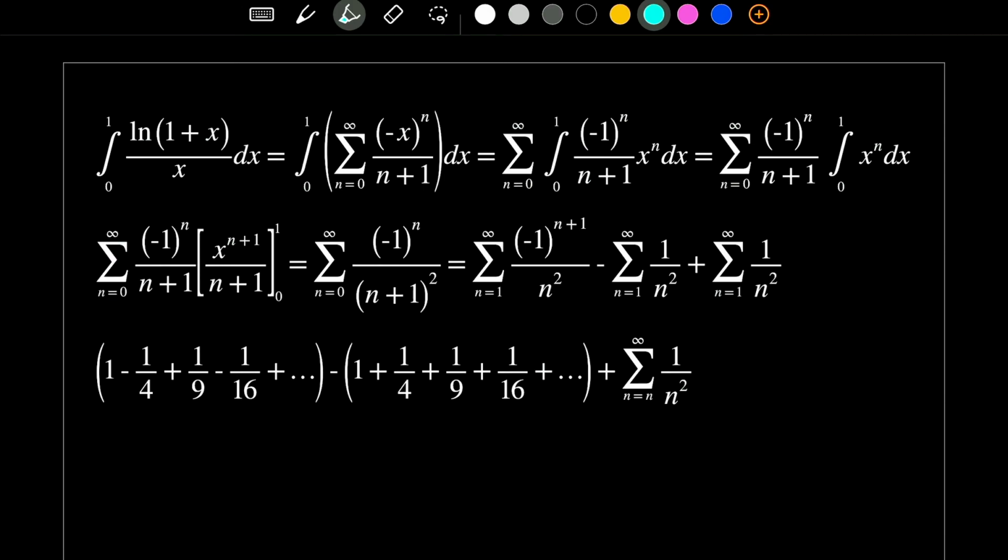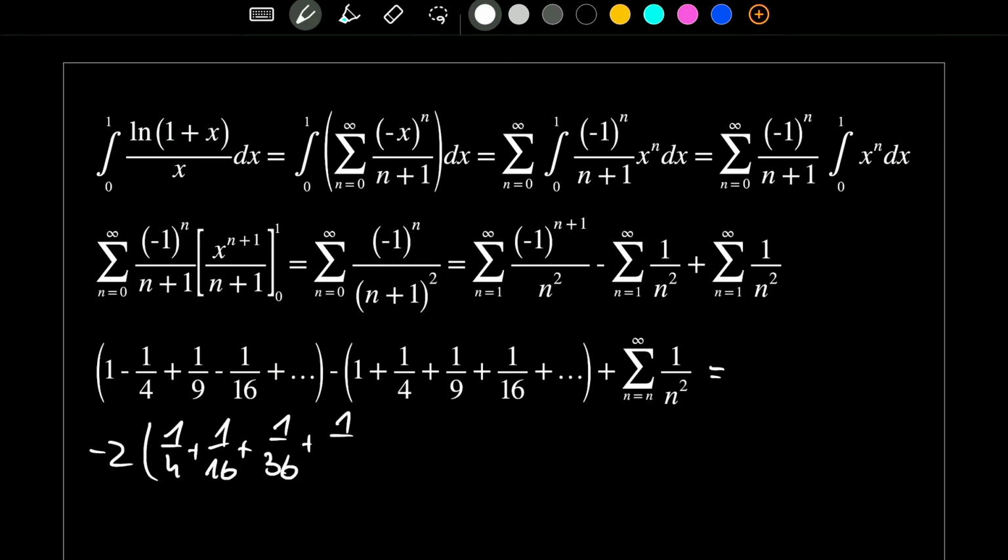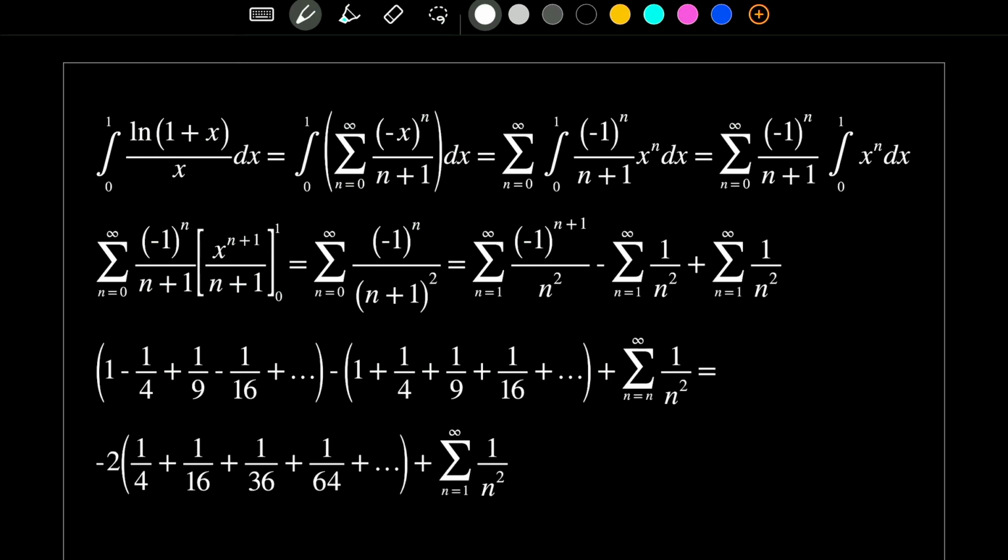So in the end, what we get is all of the odd terms for n are going to cancel out. We have minus 2 times (1 over 4 plus 1 over 16 plus 1 over 36 plus 1 over 64, and so on and so forth), plus, of course, our sum from n equals 1 up to infinity of 1 over n squared. Now, this left part is, of course, all of the even terms of our sum, which means it's going to be equal to the sum from n equals 1 up to infinity of 1 over (2n) squared, and we still add our sum.